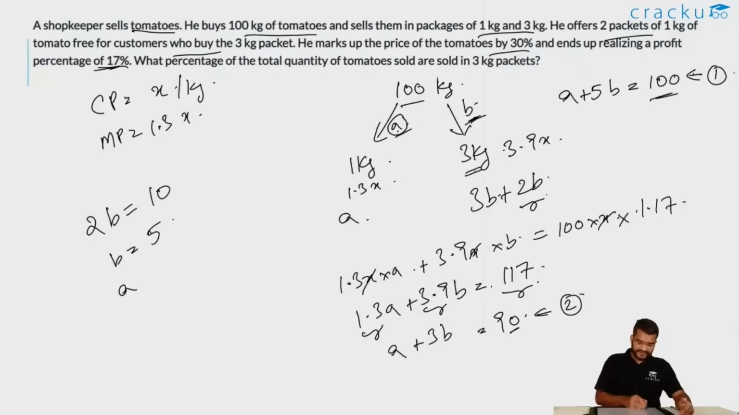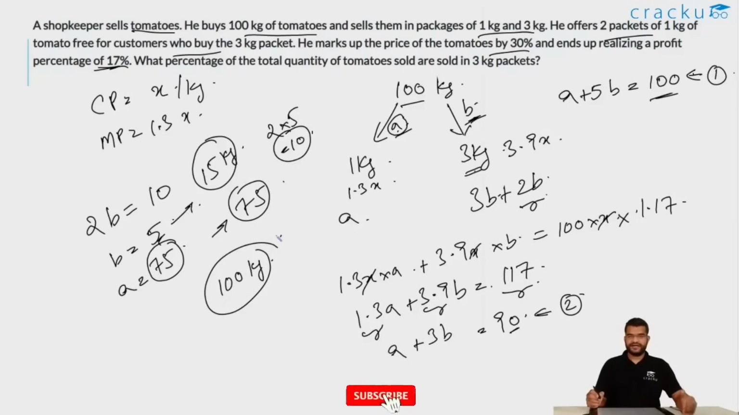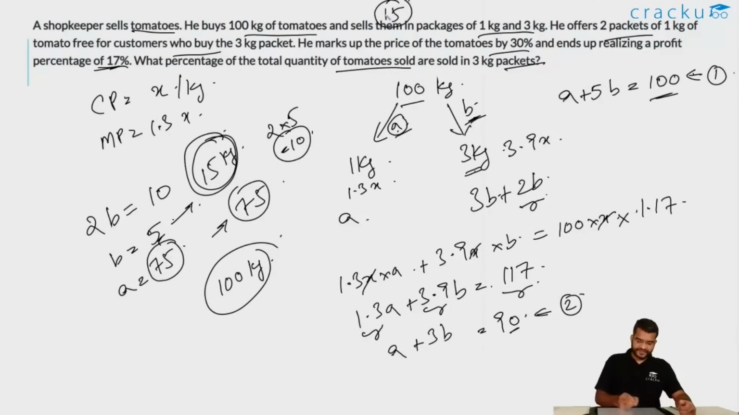Therefore the value of a is equal to 75. So he sold 75 packets of 1 kg tomatoes, and therefore the total tomatoes sold is 75. He sold 5 packets of 3 kg tomatoes, so he sold 15 kgs in the 3 kg packets, and for each of these 5 packets he also gave 2 into 5, that is equal to 10 kgs for free. If you add all of them, 15 plus 10 plus 75, you get 100 kgs of tomatoes, which is what he had at the start. The question is, what is the total quantity of tomatoes sold in the 3 kg packets? That is equal to 15 kgs, which is 3 into 5.